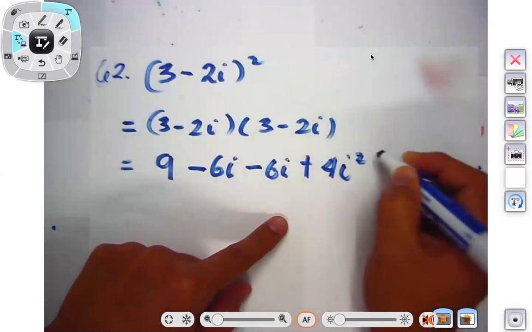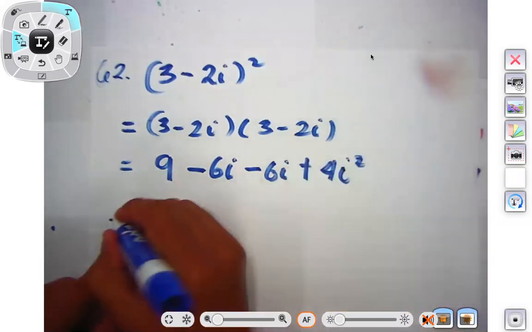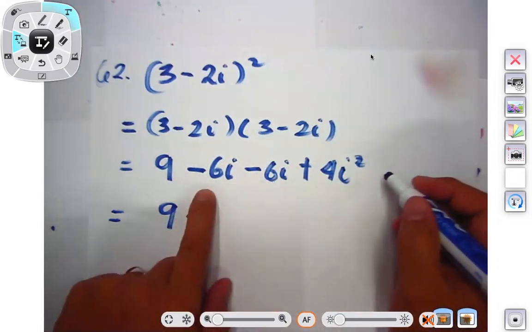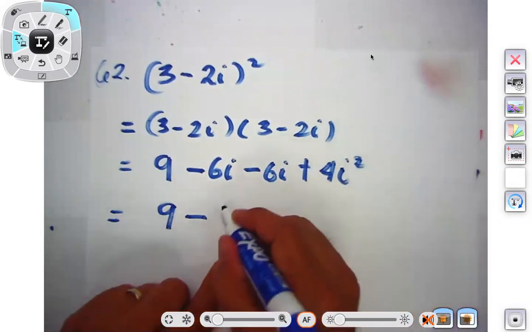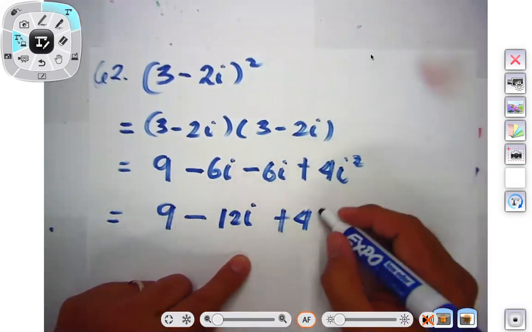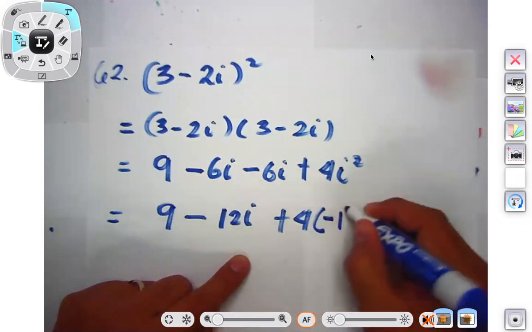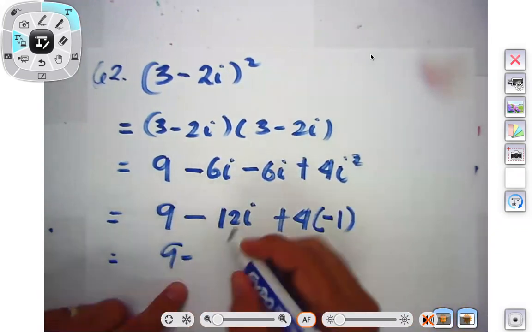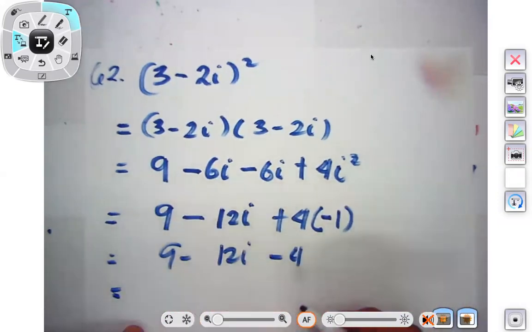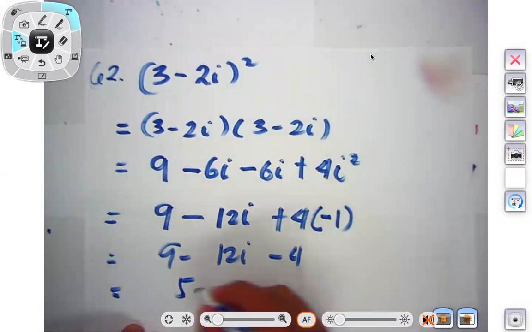4i squared. Combine like terms, you have 9 minus 6i minus 6i. Now plus 4, there's an i squared there, negative 1. Okay, so we have 9 minus 12i minus 4. What's 9 minus 4? You have 5. So you have 5 minus 12i.